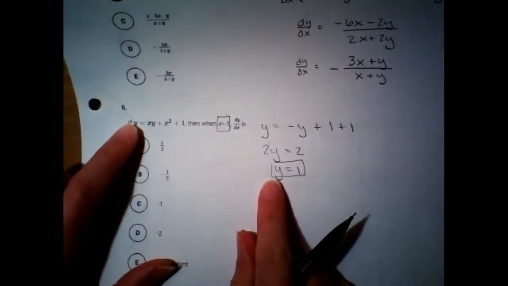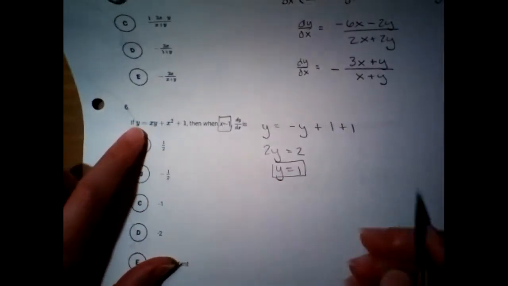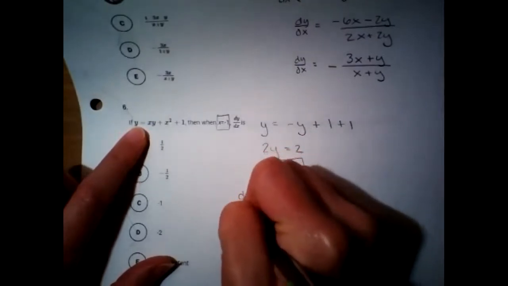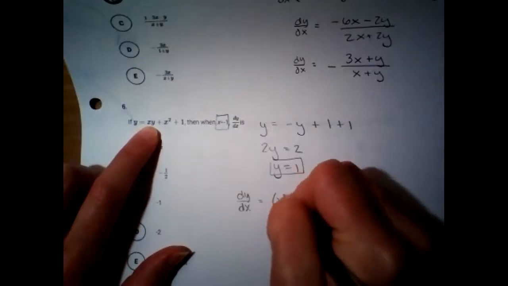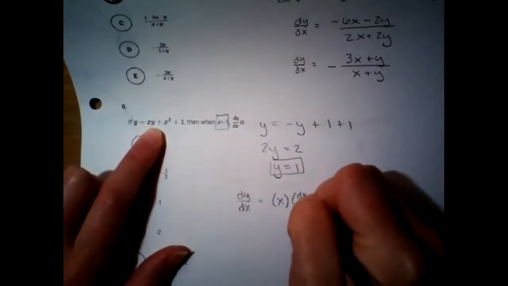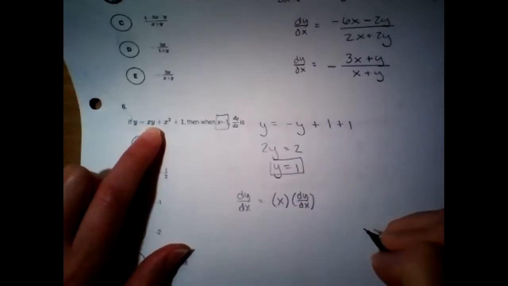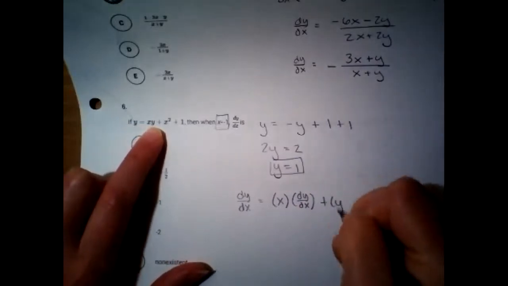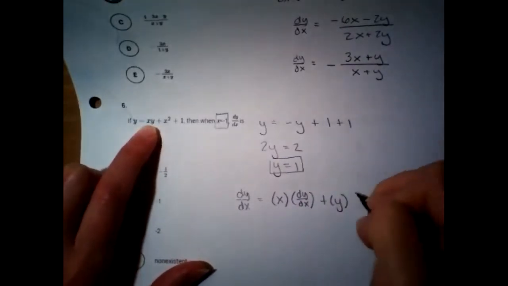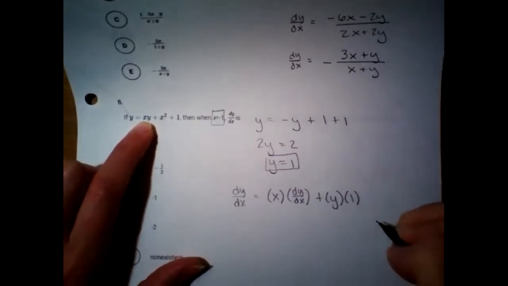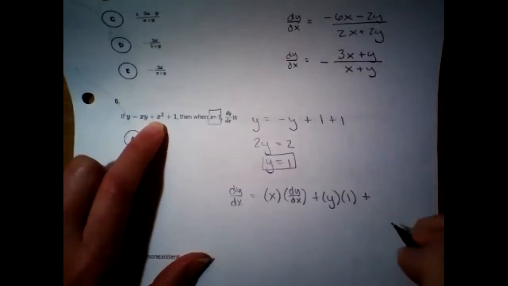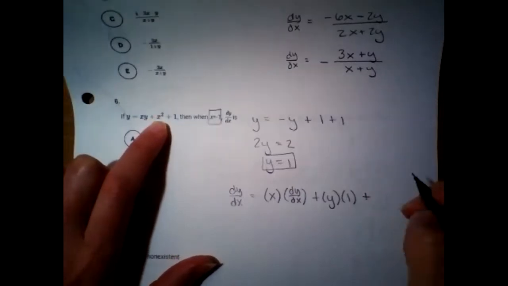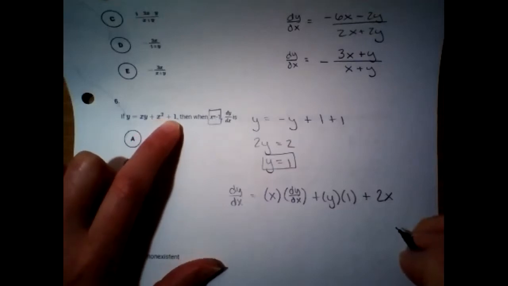So we're going to do derivative of each term separately. Derivative of y is dy dx. And then this will be a product rule. So first times derivative of the second plus second times derivative of the first. Derivative of x would just be 1. You don't have to write that. I just put that in there to show you the product rule. All right, and then derivative of x squared is 2x, and then 1 is a constant, so that is gone.